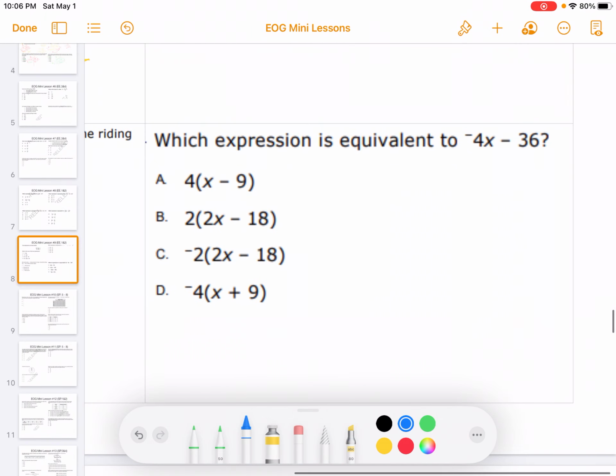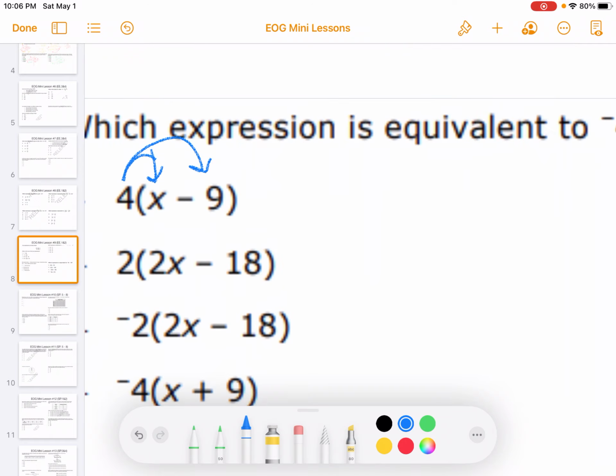All right, which expression is equivalent? So I'm gonna work backwards. I'm gonna check each of my answer choices. 4 times x is 4x. And then 4 times negative 9 is negative 36. 2 times x is 4x. 2 times negative 18 is going to give me, what, negative 36?